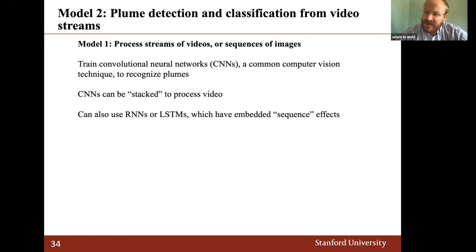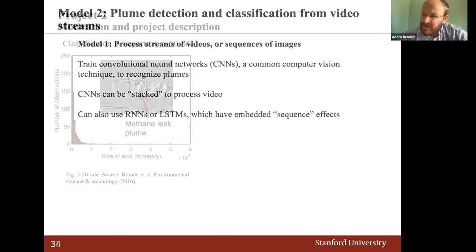Okay. So we say, can we process a sequence of images instead of a single image? Actually, CNNs can be stacked. You can process a whole layer of images. It's called a 3D CNN. Or you can use methods that essentially have a feedback loop built in, where you're referencing back to prior detections in previous frames: recurrent neural networks or what are called LSTMs, long short-term memory techniques. And so we were trying to get at these embedded sequence effects.